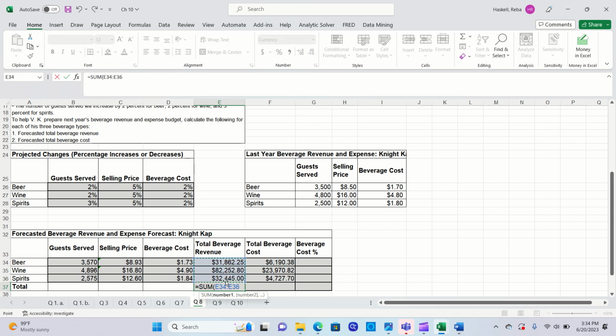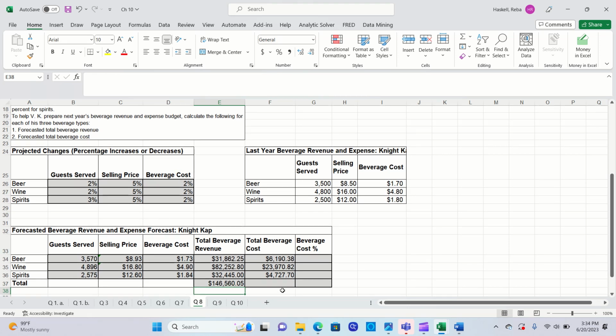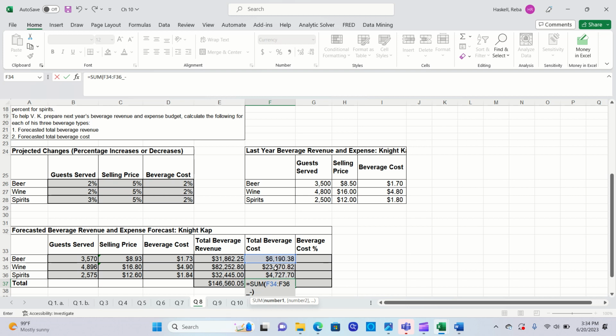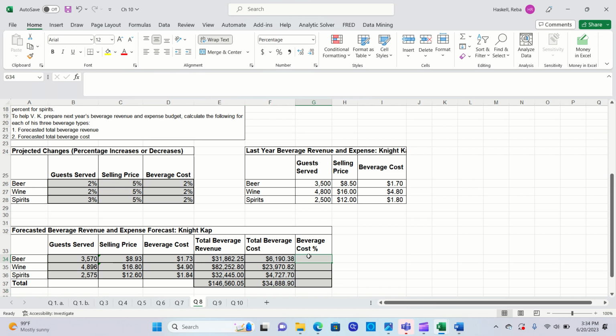So we'll take our beer, wine, and spirits, and we'll figure out our total revenue. And in order to get our total projected cost, we will add up our beer, wine, and spirits. And if we want to get our beverage cost percentage here, we're going to take our beverage cost and divide that by our selling price.